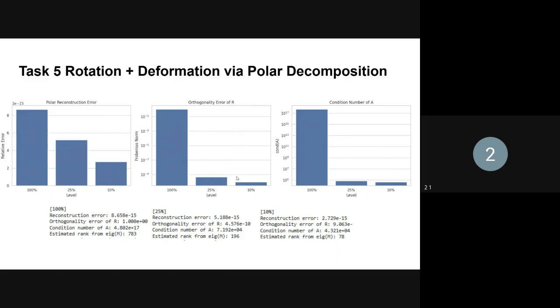Okay, and from that one, with construction errors, and they are all very low. So I think the numerical verification of A is almost equal to RP, and the second chart is the orthogonality error of R, and it's the same as the text one.